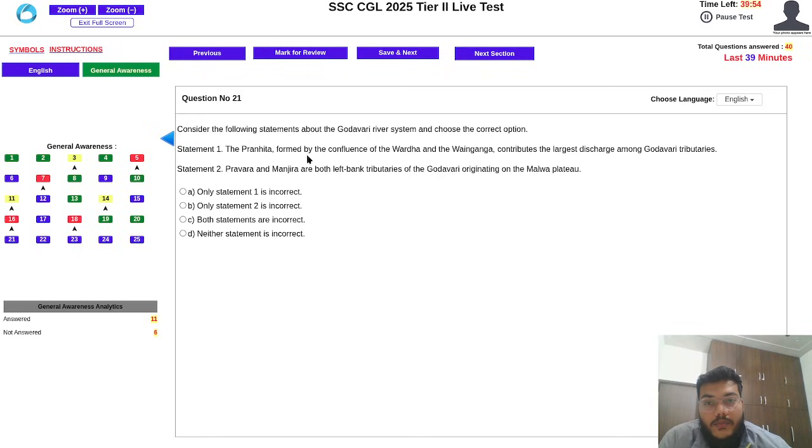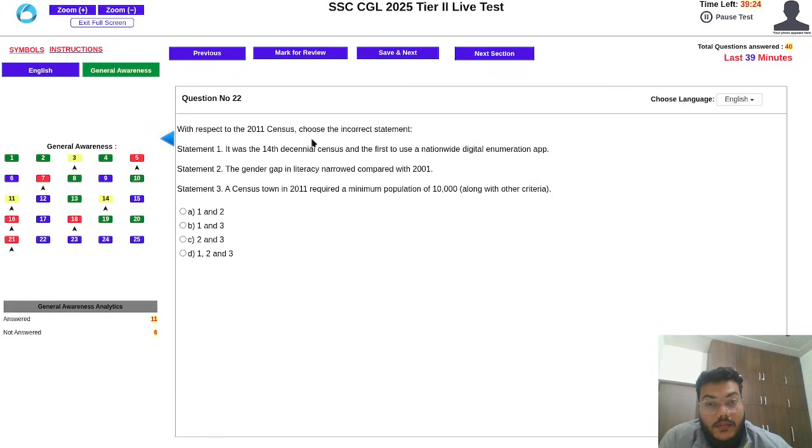The Pranhita carries the largest discharge among the Godavari tributaries. Manjira are both left bank tributaries. मंजीरा उसमें होती है तेलंगाना. लेफ्ट बैंक नहीं है. और लीडिंग मालवा मंजीरा तो उसमें है.